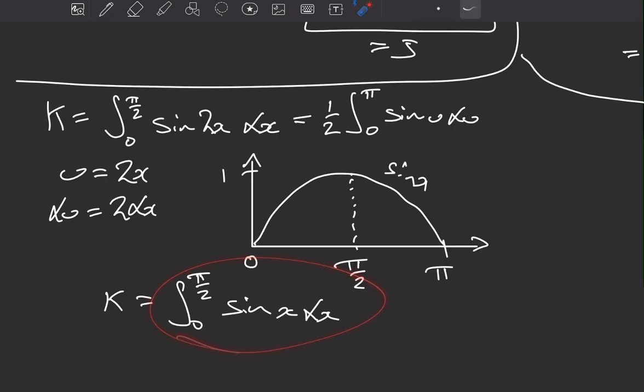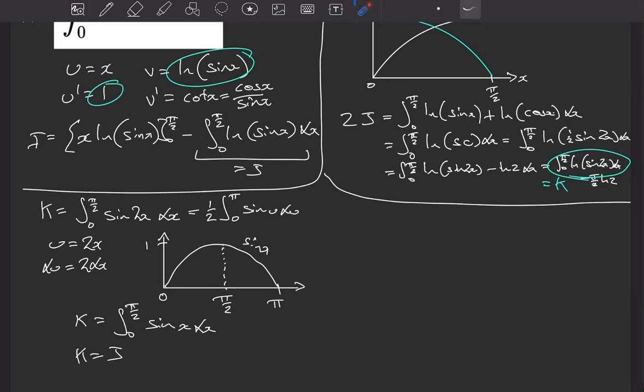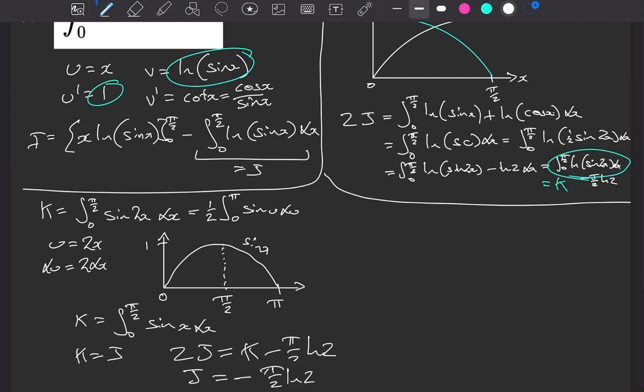This thing then is equal to the j that we had up here. So altogether we've worked out that k is equal to j. And now if we go over and take this identity that we've got on the right, that 2j is equal to k minus pi on 2 log 2. So 2j is equal to k minus pi on 2 log 2. If we know that j is equal to k, what we can say then is j is equal to minus pi on 2 times the natural log of 2.